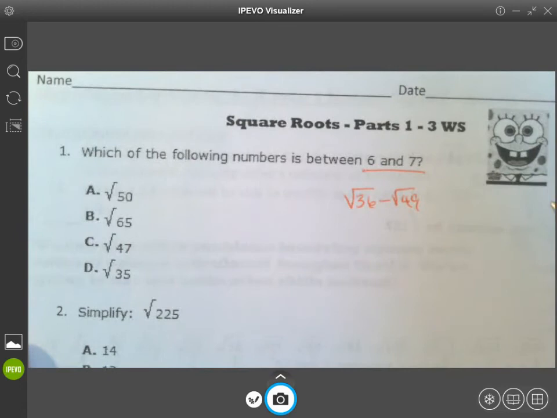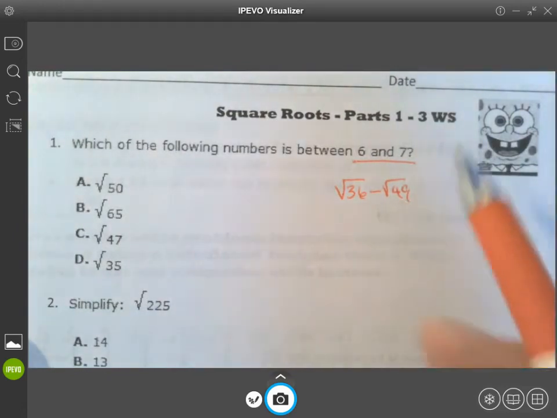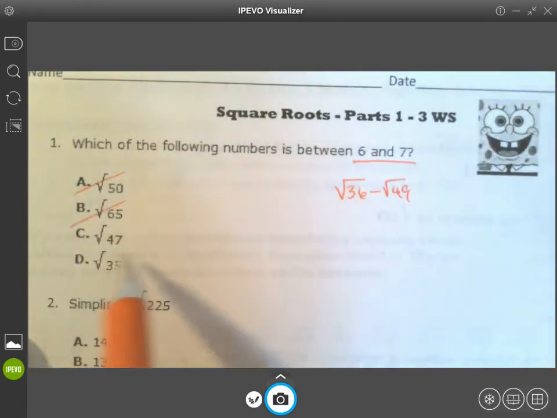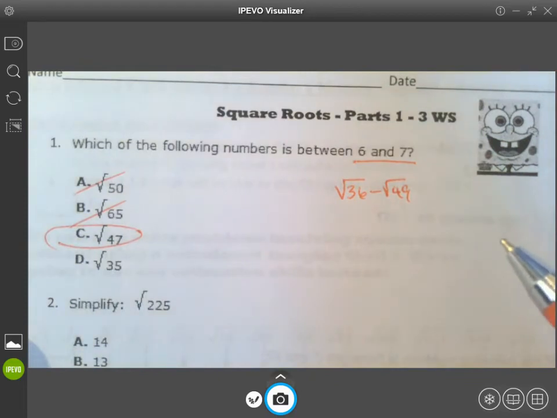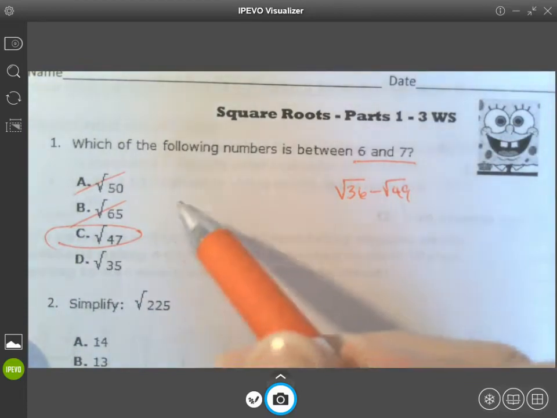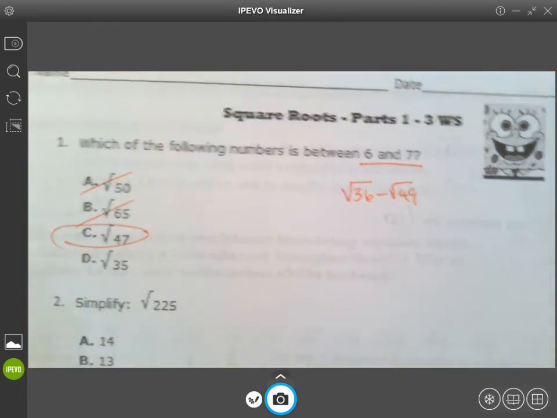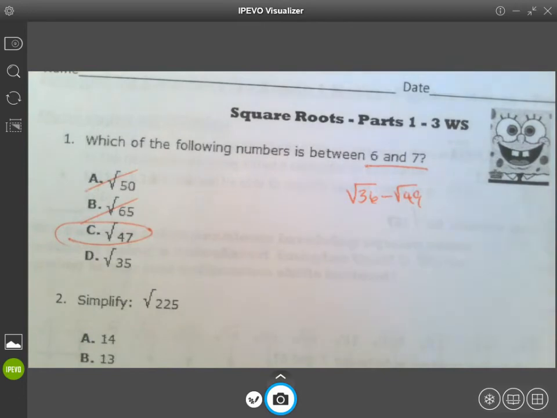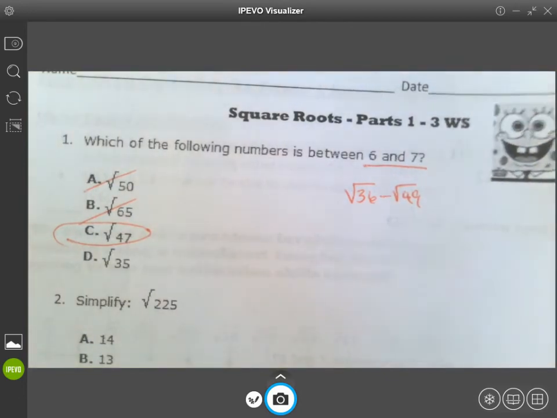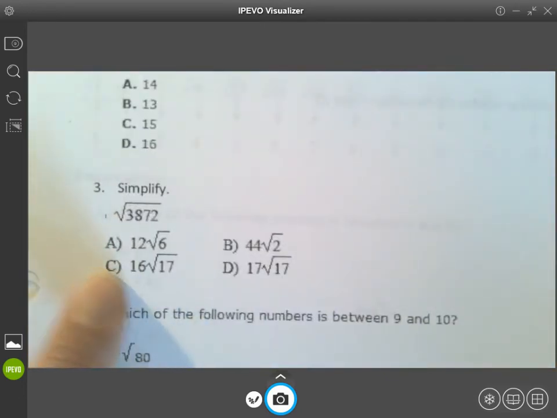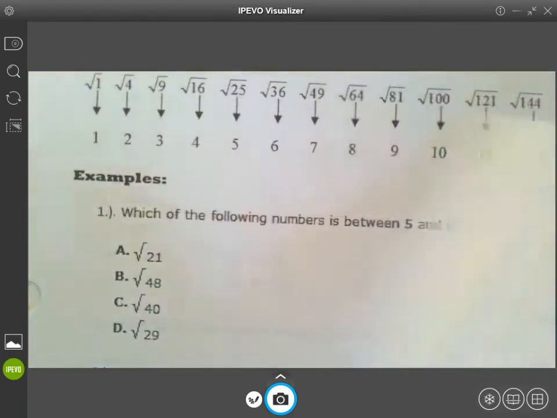And out of these numbers, which one's between 36 and 49? Not that, not that. It's got to be square root of 47. That's actually quicker to me than putting them all in the calculator. All right, that is pretty much what you're doing. You're answering between. You do have simplifying with multiple choice, so that would be easier.